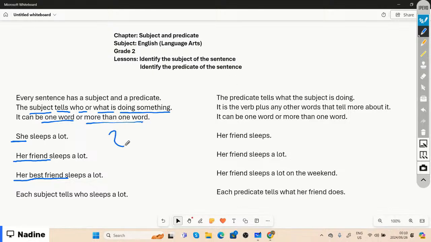So when it comes to all three of these sentences, which are she sleeps a lot, her friend sleeps a lot, her best friend sleeps a lot, our subjects within those sentences are either she, her friend, or her best friend. Those are the three subjects that tell us either who is doing something or what is doing something. Each of those subjects tells us who sleeps a lot.